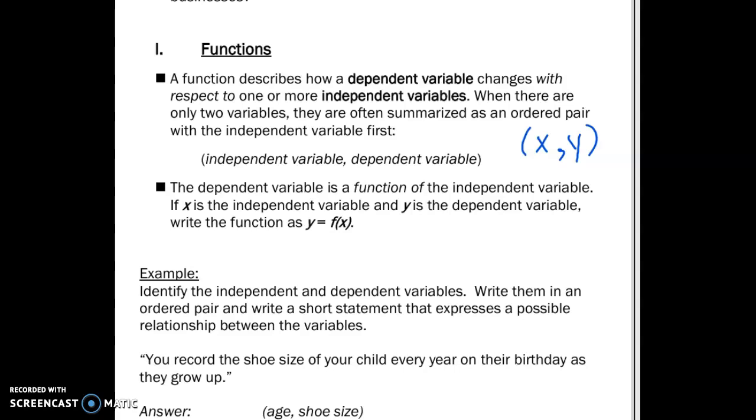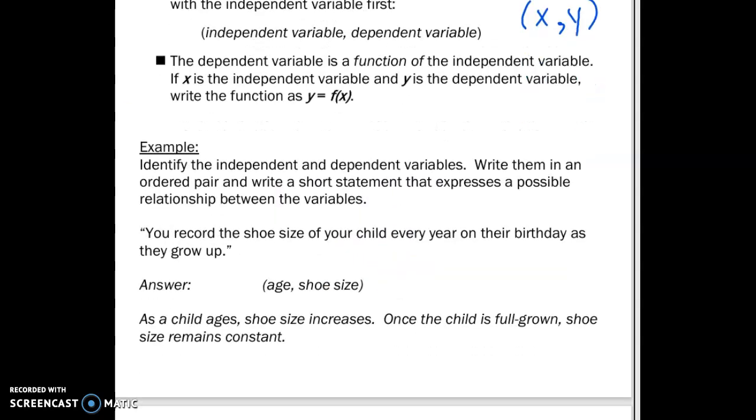It says the dependent variable is a function of the independent variable. And if x is independent and y is dependent, then we can write it as y is a function of x. We have some examples that follow, so let's talk about these examples.